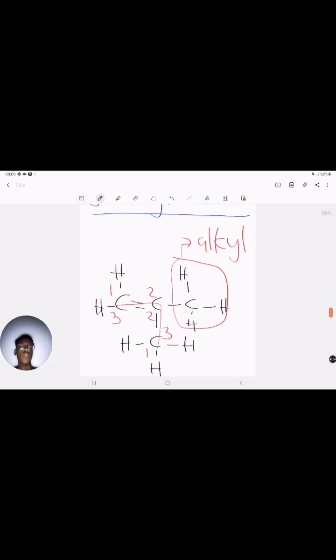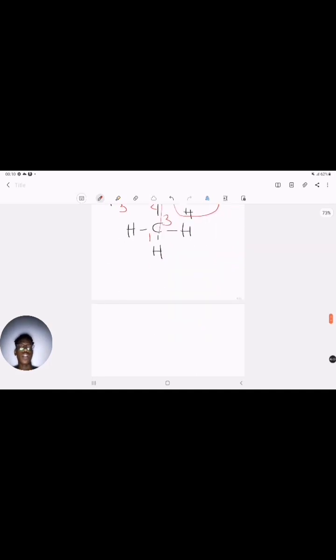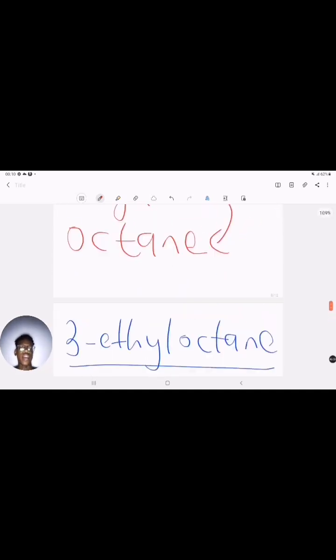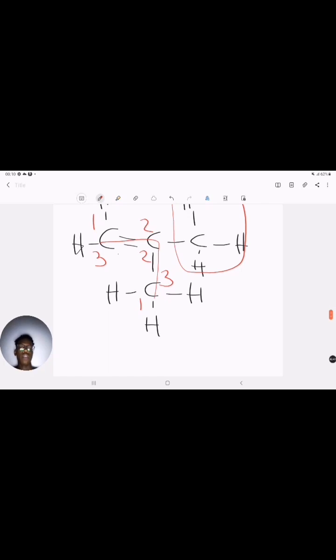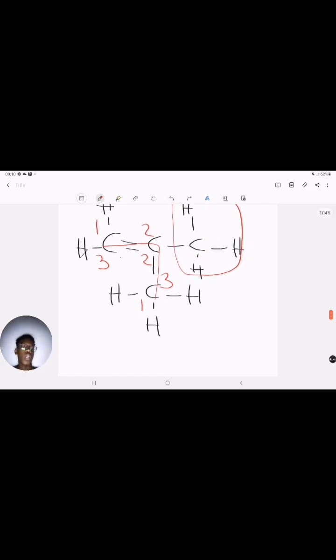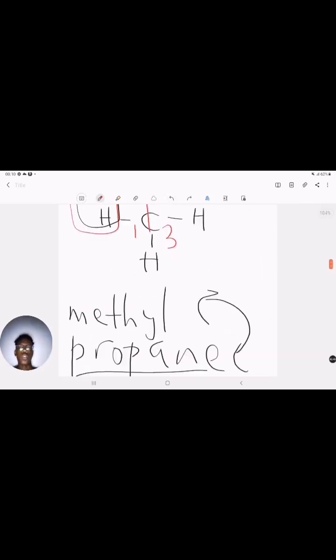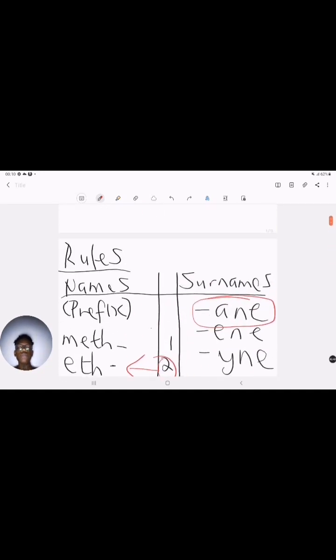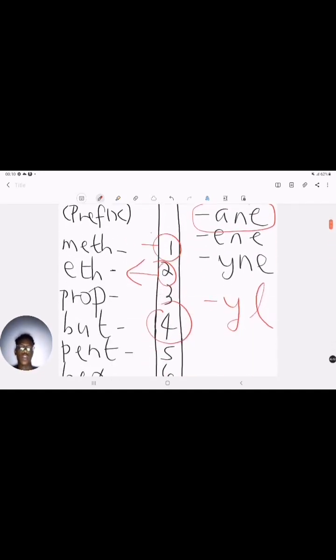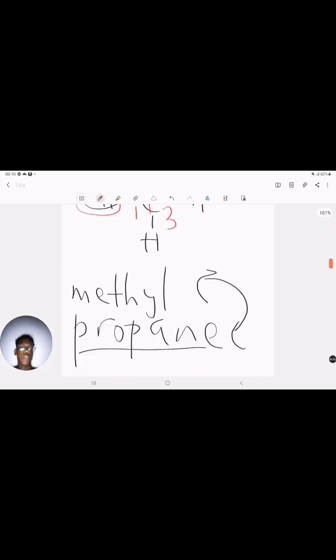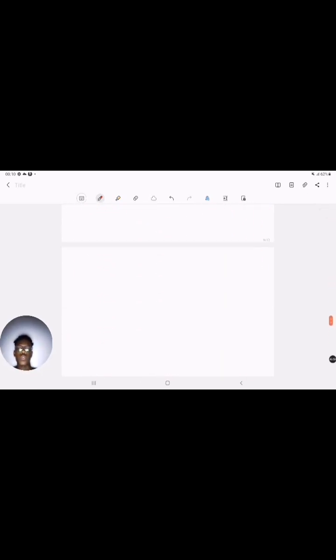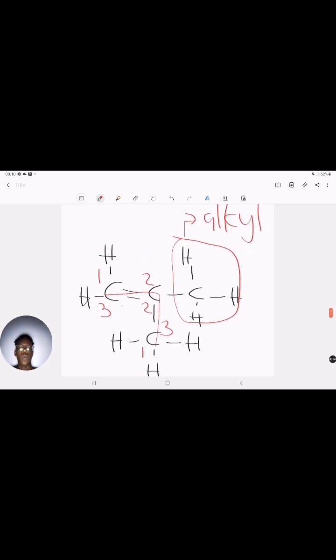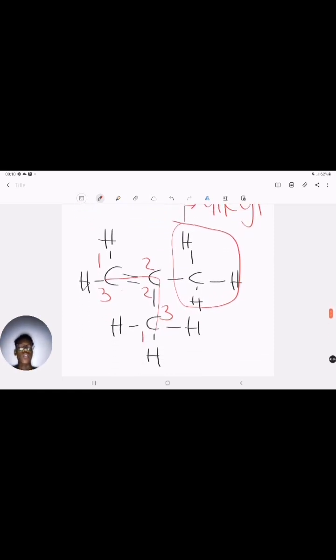If it is an alkyl group, what's the next question to ask yourself? Well, which alkyl group is it? How many carbon atoms is it made up of? Just one. Now, what do I know about 1? Go back to your table up here. There's 1. 1 corresponds to meth, so meth. Okay, and it's an alkyl group, so it's methyl, right? It's methyl. Now, what is this alkyl group attached to?